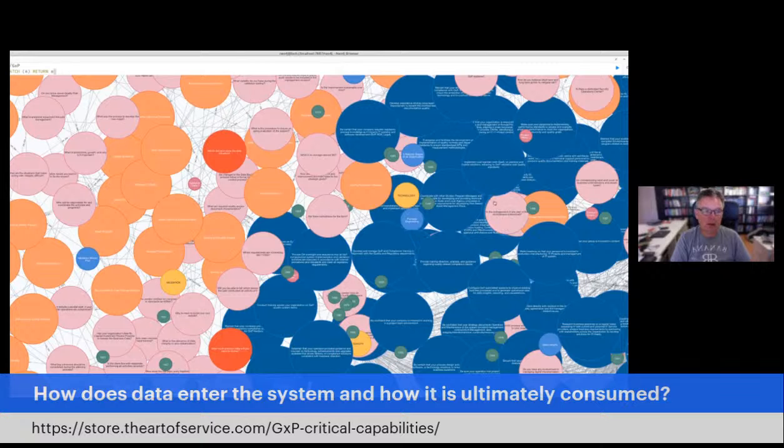And the pink balls, like here, and there's a pink ball, and there's a pink ball. The pink balls are the questions related to each of the critical capabilities. So a critical capability has a question attached to it. And that's a control question.